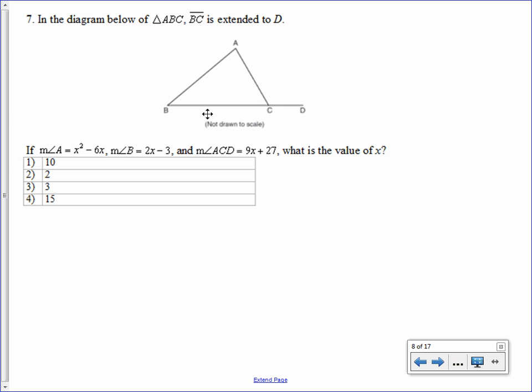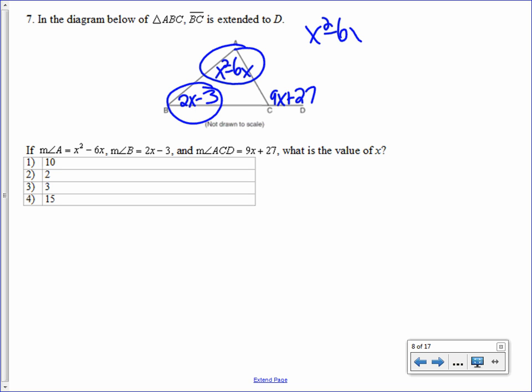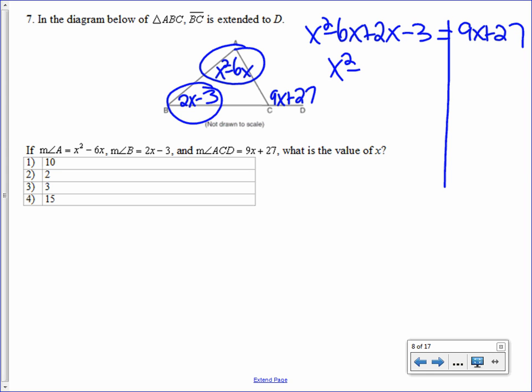Number 7, angle A is x squared minus 6x. Angle B is 2x minus 3. And angle ACD is 9x plus 27. In an exterior angle in a triangle, the exterior angle theorem says that the sum of the two interior angles must equal the exterior. First off, at this point, you can just sub each answer in to see which one works, but I'm going to go through the whole problem for you. It gets a little bit long from here. But again, at this point, you can just sub in each answer to see which one works.